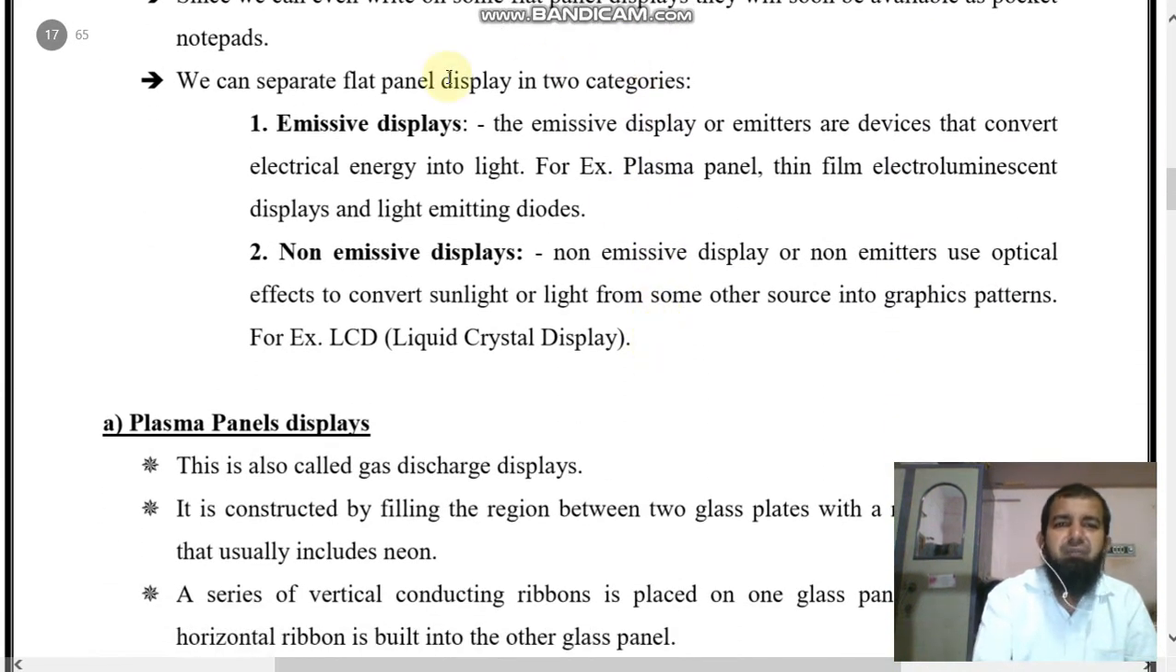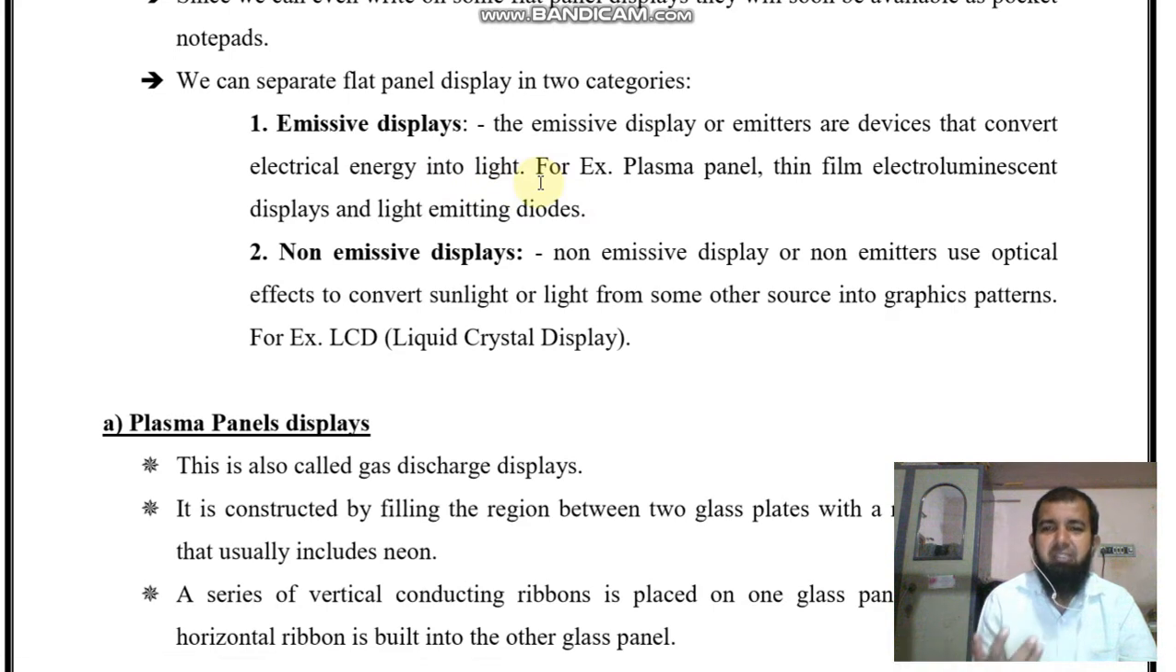We can separate flat panel displays into two categories. One is emissive displays, the second is non-emissive displays. Emissive displays, or emitters, are devices that convert electrical energy into light.